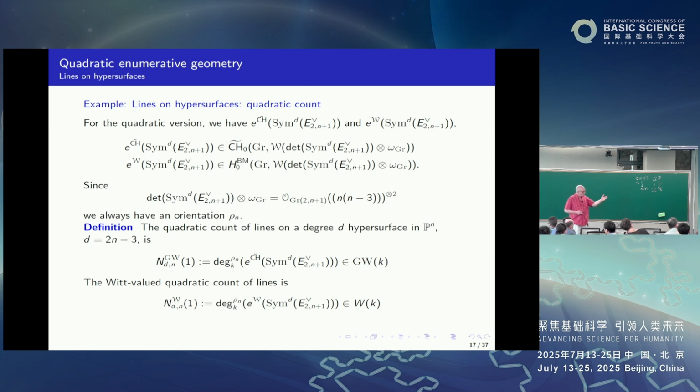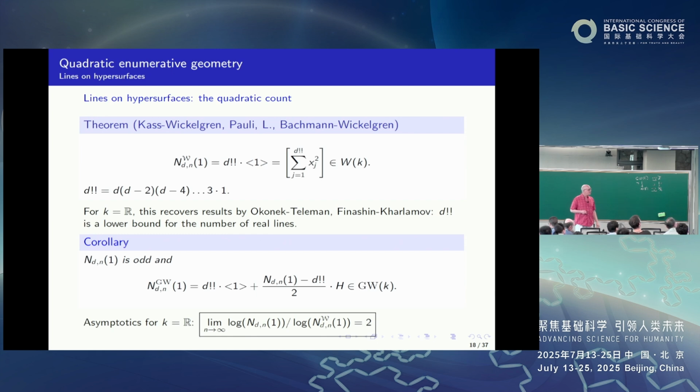And so that gives you a definition of the Grothendieck-Witt degree and the Witt degree. In fact, you can compute this, and it has a very simple formula. There are various stages of the computation: Kass-Wickelgren, Sabrina Pauli, myself, and the final answer given by Bachmann and Wickelgren. It's just this d double factorial in the Witt ring. That's the Witt ring count. It's very simple. And this was also seen by many people before: Okonek-Teleman, Finashin, Kharlamov.